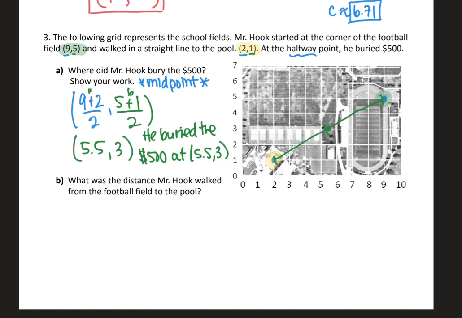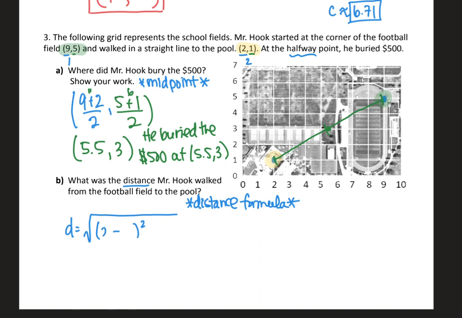So problem number 2 says, what was the distance Mr. Hook walked from the football field to the pool? For this one, we're going to use distance formula or Pythagorean theorem. Since in the previous problem I used Pythagorean theorem, I'm going to go ahead and use distance formula. For distance formula, we're going to subtract our x's. It actually doesn't matter the order that you do it in, but I'll do this point as the second point, and this point as the first point.